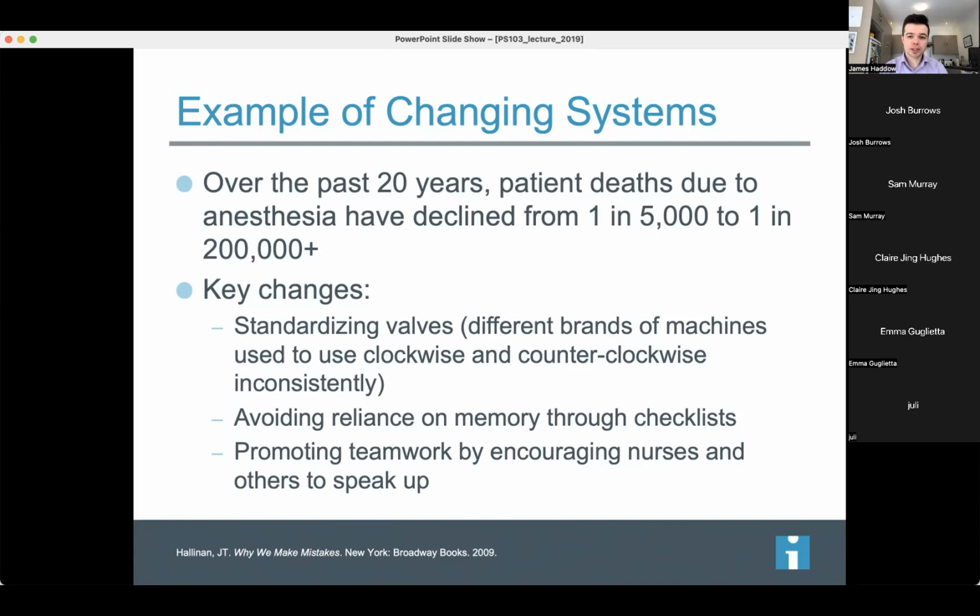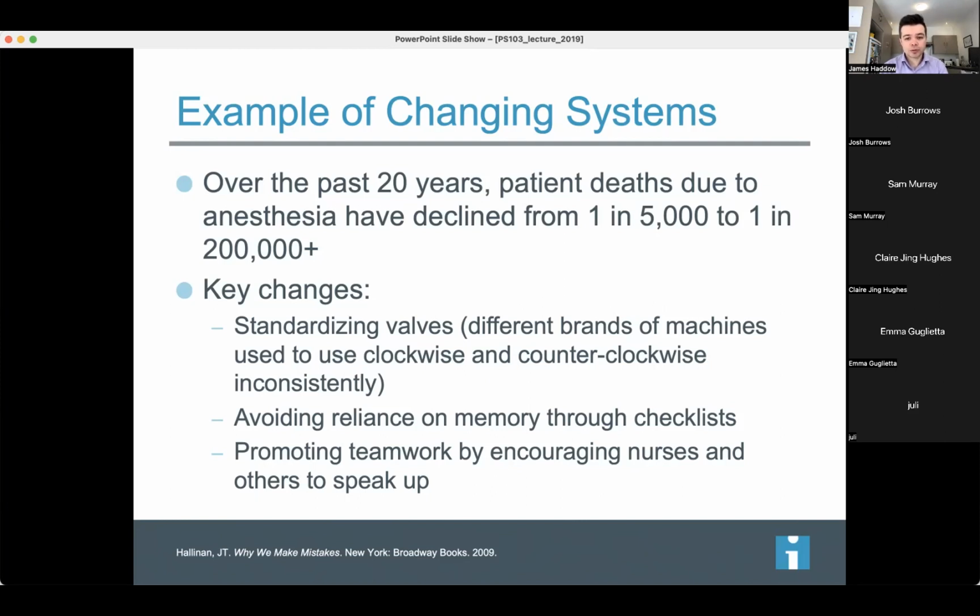And how did they achieve this improvement? Well, it was through a lot of systematic work, such as standardizing the equipment they use, so that, for example, turning the valves was all the same way, clockwise instead of counterclockwise, so that you wouldn't make a mistake of turning oxygen off when you meant to turn it on. And that has happened.